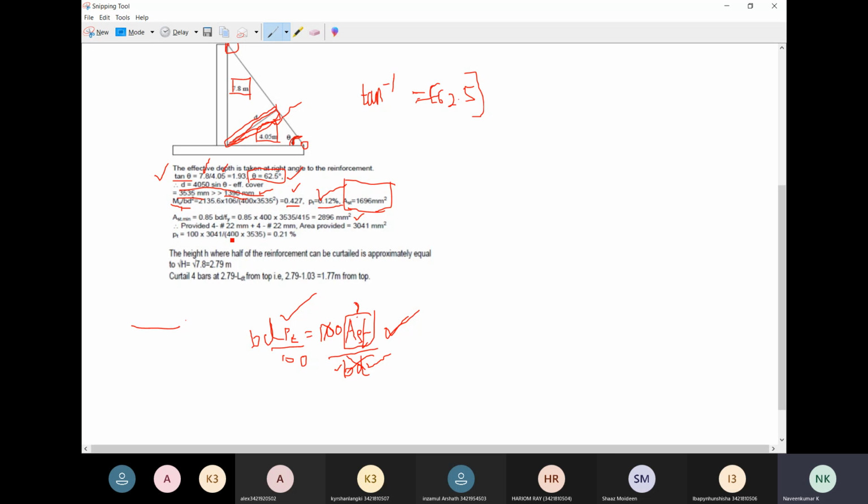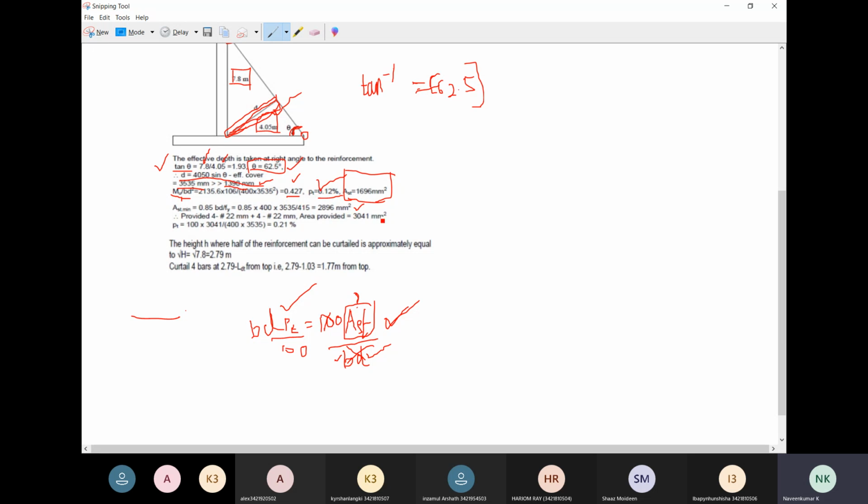Okay, so after that, after providing these two kinds of reinforcement, your percentage of steel is 0.21, but it is enough if you provide 0.12 percent itself. So you are providing the additional reinforcement only.